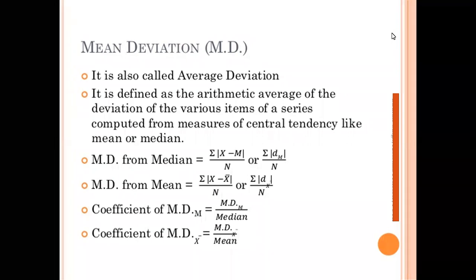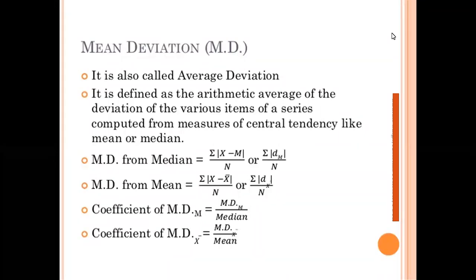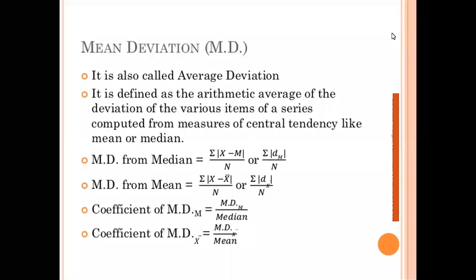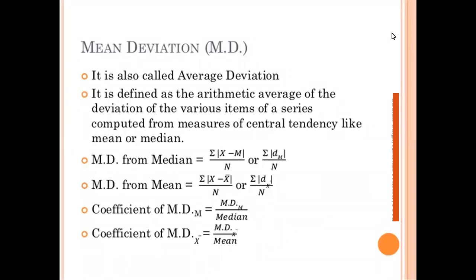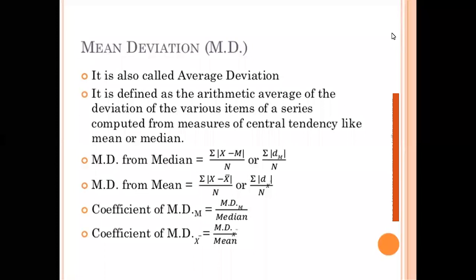Mean deviation from median and mean deviation from mean. Mean deviation from median is summation |x minus median| divided by n, where n is the number of observations. And mean deviation from mean is summation |x minus x bar|, that is the mean, divided by n, where n is the number of observations. Then the coefficient of mean deviation from median is mean deviation from median divided by median, and the coefficient of mean deviation from mean is mean deviation from mean divided by mean.